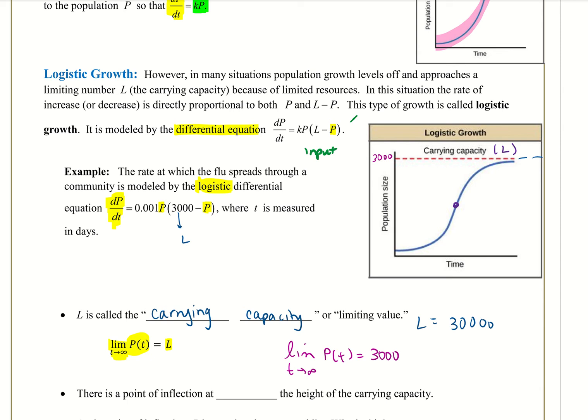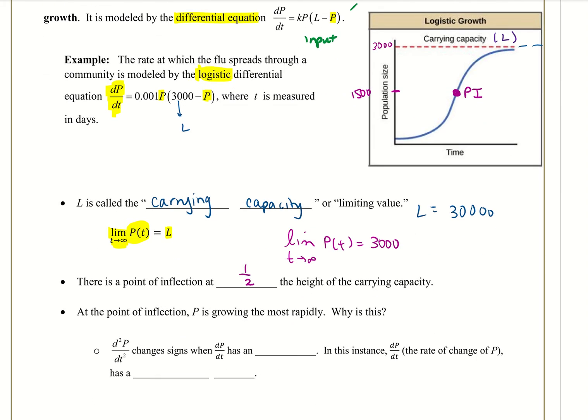There's going to be a point of inflection, and it will be exactly at half the height of the carrying capacity. So if the carrying capacity in this problem is 3,000, this point of inflection would occur at a population of 1,500. Now, I don't know what time that's occurring, but I do know the exact height that it is occurring at.